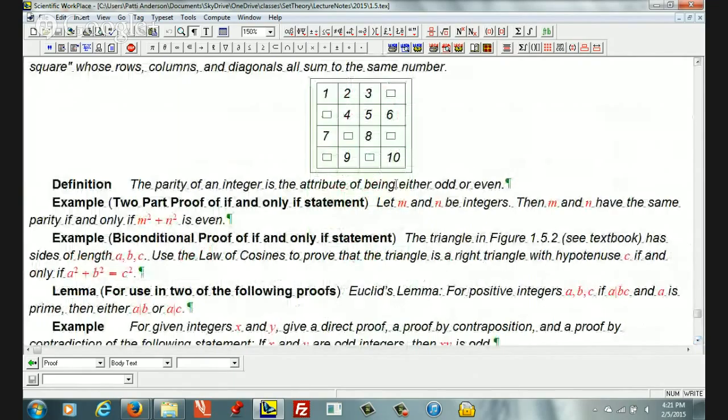Okay, we're skipping the diagonal proof. To be a magic square, you just have to have the columns, rows, and diagonals sum to all be the same. And so they did a proof with that.